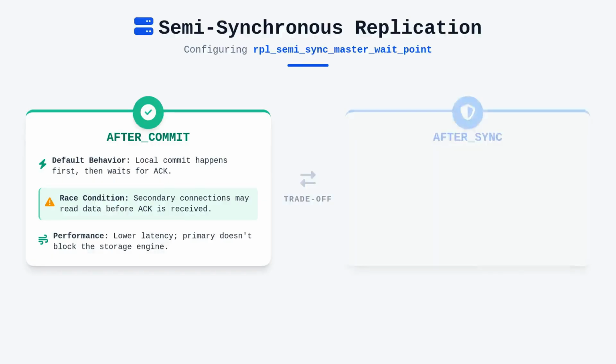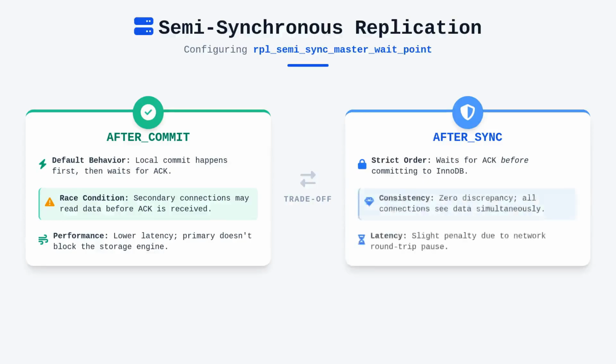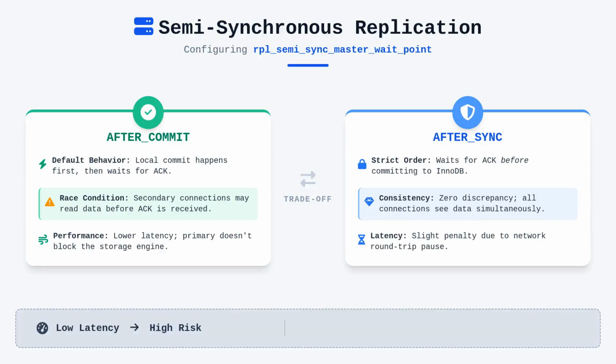If we instead set this to after sync, the primary waits for the replica to acknowledge receipt before the transaction is actually committed to the InnoDB storage engine on the primary. This ensures that all connections see the transaction at the same time, maintaining a stricter consistency guarantee across the cluster. While after sync prevents the possibility of a discrepancy where a transaction is committed locally but lost on the primary crash, it does introduce a slight latency penalty because the primary engine must pause while waiting for the network round trip.